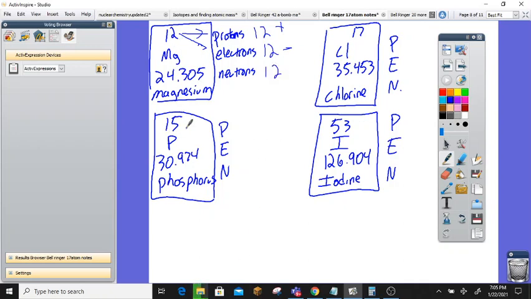Let's look at phosphorus. Protons and electrons have to be the same. The neutrons, we're going to round 30.9 to 31. 31 minus 15 is 16.